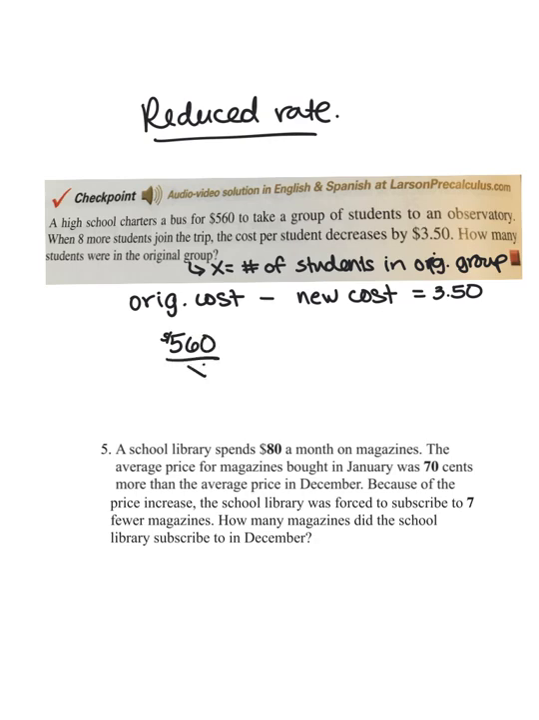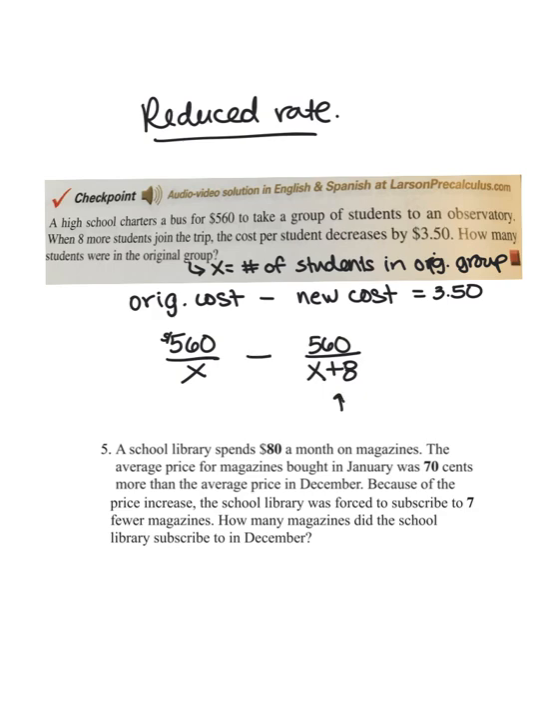$560 divided by X should give us the cost per student in the original trip. Now, how much does it cost if I get 8 more students to join? Well, it should cost less. Okay, so my denominator is now bigger. So it would be 560 over X plus 8. And like I think I told you before, I always check that if my denominator is bigger, like it is in this one, I know the fraction is going to be smaller.